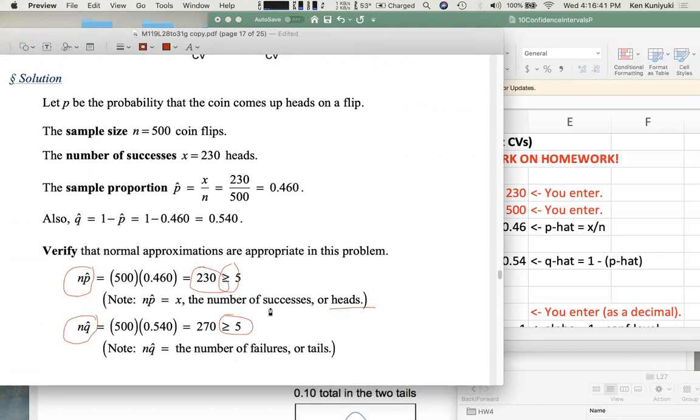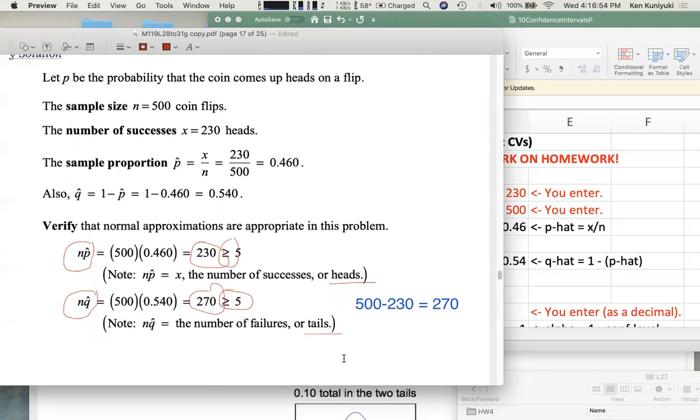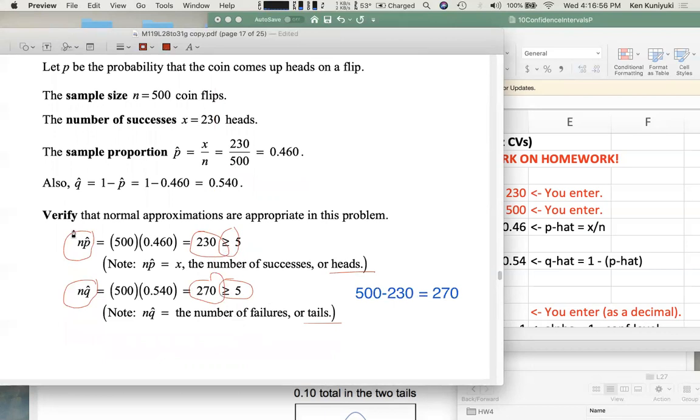Okay. And likewise, the number of tails is going to be 500 minus 230. Remember, there are 500 flips. 500 minus 230 is 270. 270 is the number of tails or failures, and these are way above 5. So this checks out. The normal approximations will be appropriate in this problem, and we can proceed.